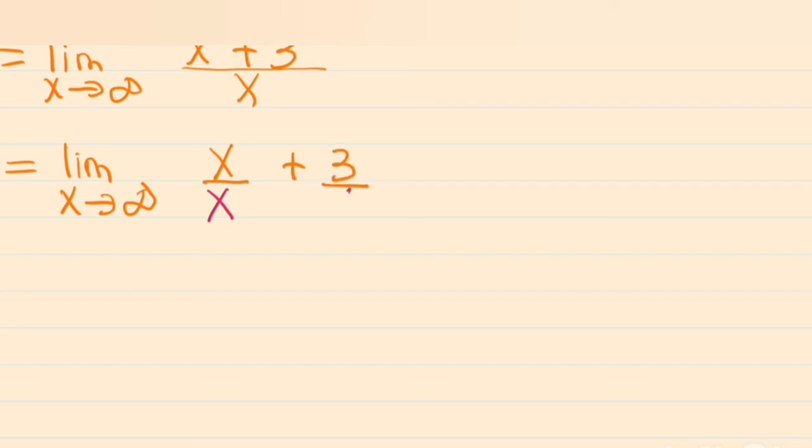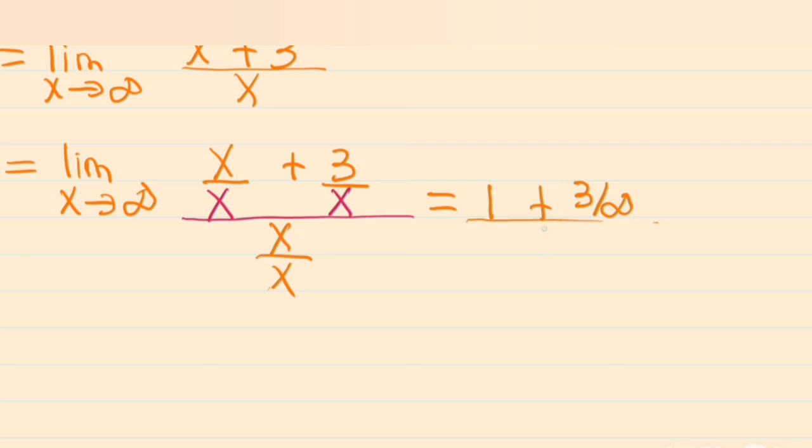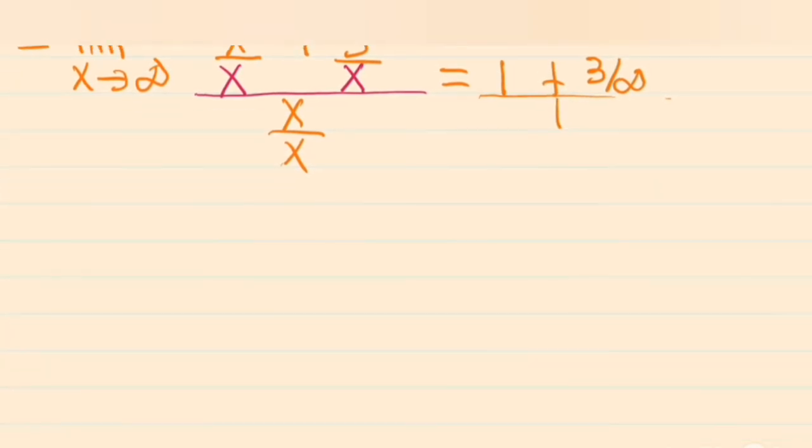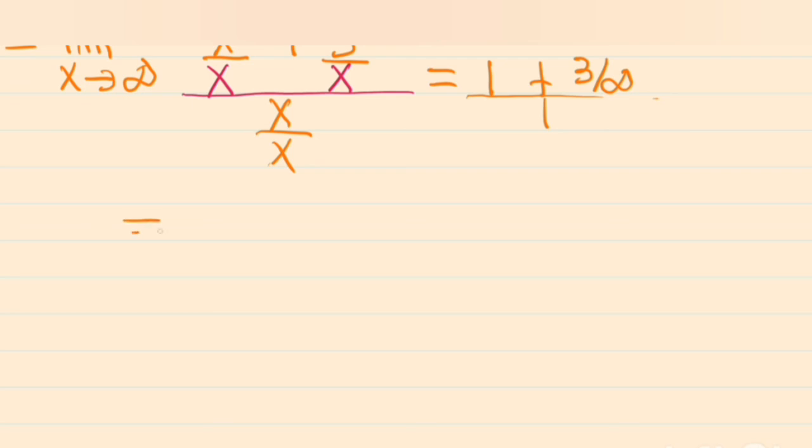So we have the limit as x approaches infinity of x over x plus 3 over x, all over x over x. This will give us x divided by x is 1 plus 3 over infinity, all over x divided by x is 1. And we know 3 over infinity is 0, so we simply have 1 plus 0 all over 1. We have 1 all over 1, which gives us the answer of 1.